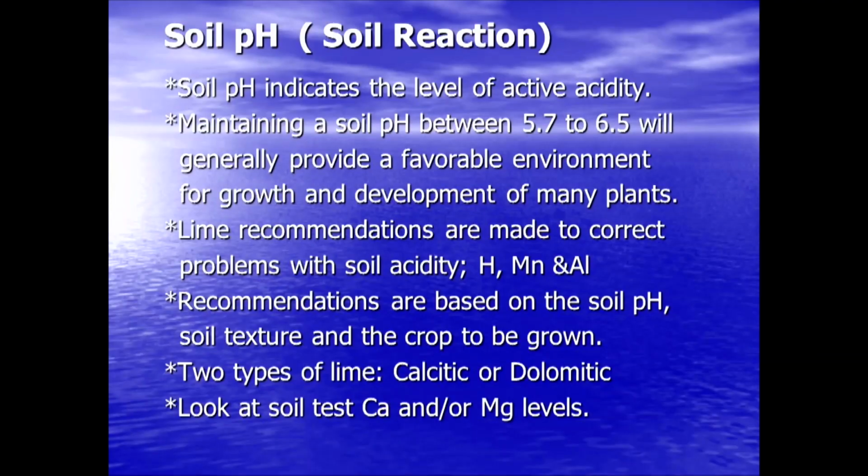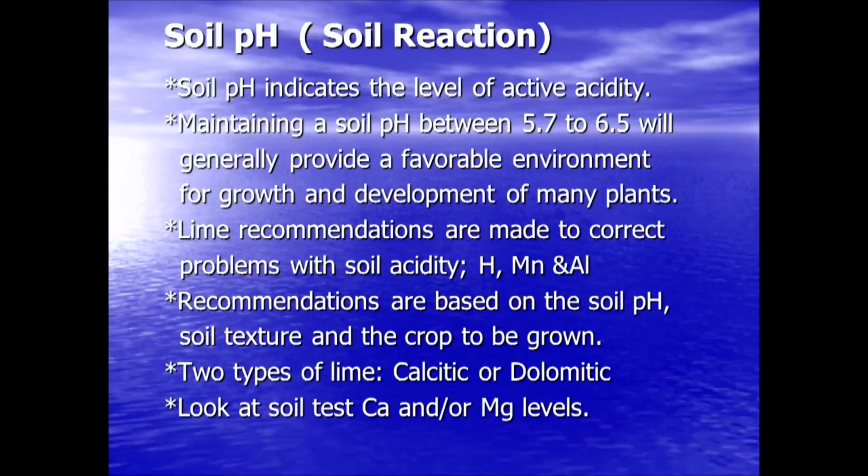Soil pH indicates the level of active acidity or alkalinity in a soil. Maintaining a pH between 5.7 and 6.5 will generally provide a favorable environment for most of our plants, except the real acid-loving plants, like the blueberries, some of the gardenias, things like that, azaleas.